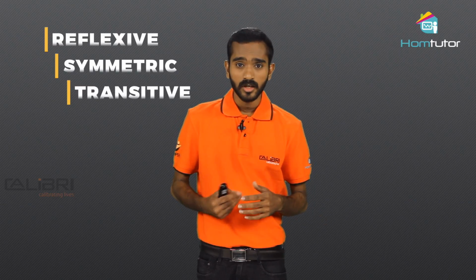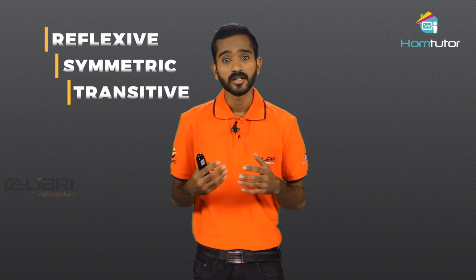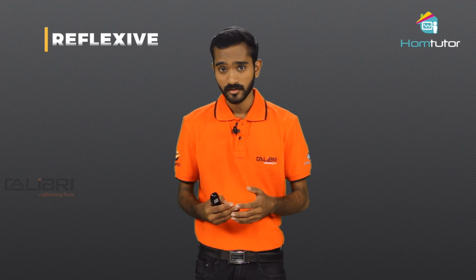To prove that the given relation is an equivalence relation, we must first prove that the relation R is reflexive, symmetric, and transitive. Now let's deal with the three in detail. Taking the first relation, the reflexive relation.